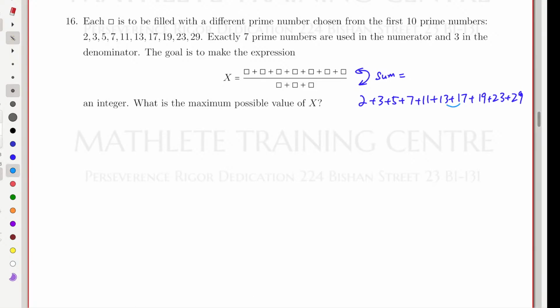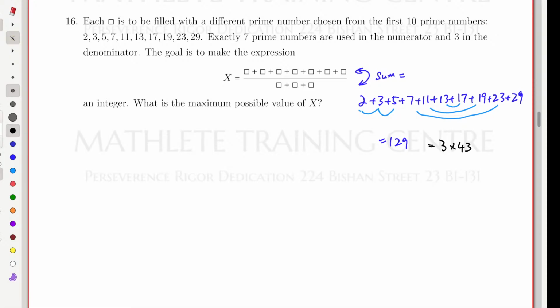This is equal to 30, this is equal to 30, this is equal to 30, right? This is equal to 10. So we have 100. 100 plus 29 is equal to 129. So the sum here is 129, and then we want to make sure that the denominator is a factor of the numerator. So what can we do? Well, 129 is equal to 3 times 43, where 43 is a prime number.